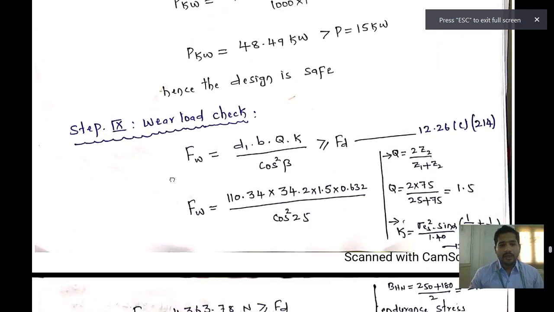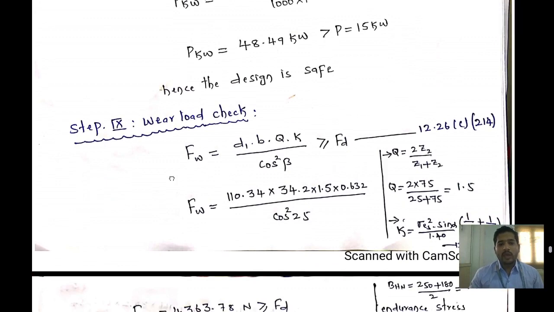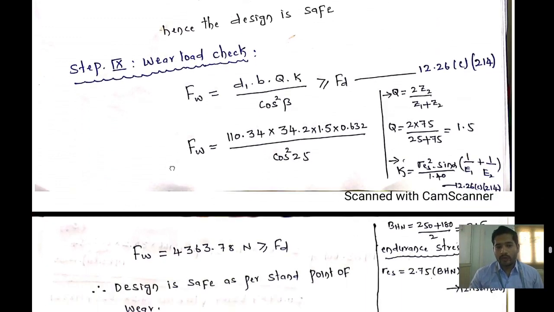After that we need to find out the wear load check. We have the formula to find the wear load: FW = D1 B Q K / cos square beta. It should be greater than the dynamic force.